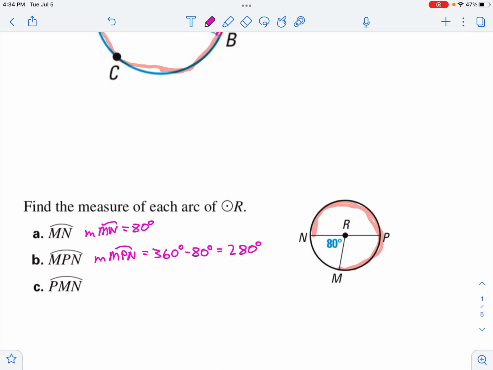Okay? Now, let's look at PMN. Erase what we've got here. Okay, so PMN, this part right here. Well, this is a semicircle, so it's going to be 180 degrees. The measure of PMN, that's a semicircle, so it'll be 180. Okay, so that's how we talk about the measure.